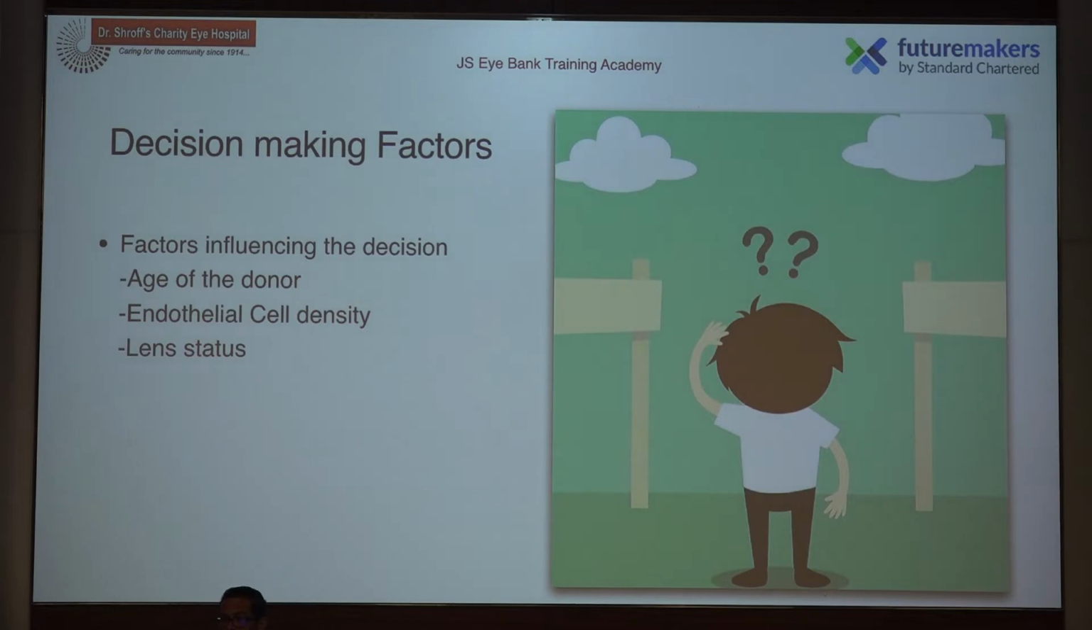Again, what actually become the decision-making factors for most surgeons I have seen? It's basically the age of the donor, the endothelial cell density, and sometimes even the lens status. These are the three things most surgeons ask. And we as eye bankers understand there is much more to the tissue than just these three things.